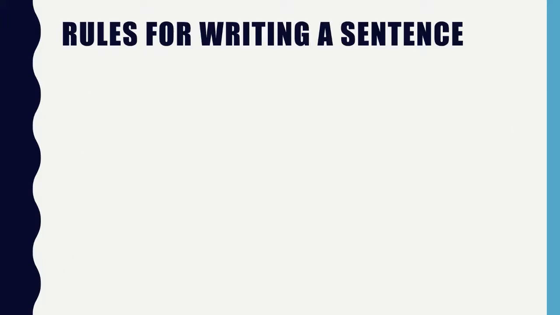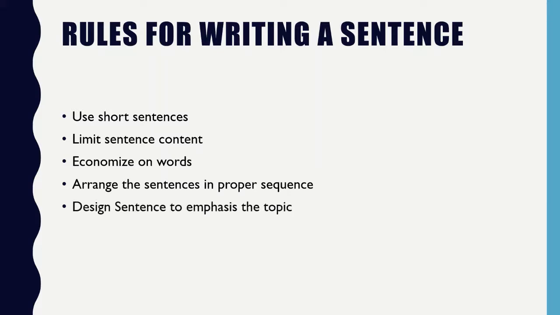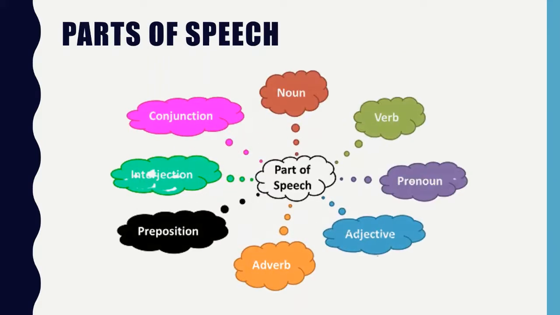Tools for writing a sentence. Use short sentences. Limit sentence content. Economize on words. Arrange the sentences in a proper sequence. Design sentences to emphasize the topic. Parts of speech. We have 8 parts of speech: noun, verb, pronoun, adjective, adverb, preposition, interjection, and conjunction.